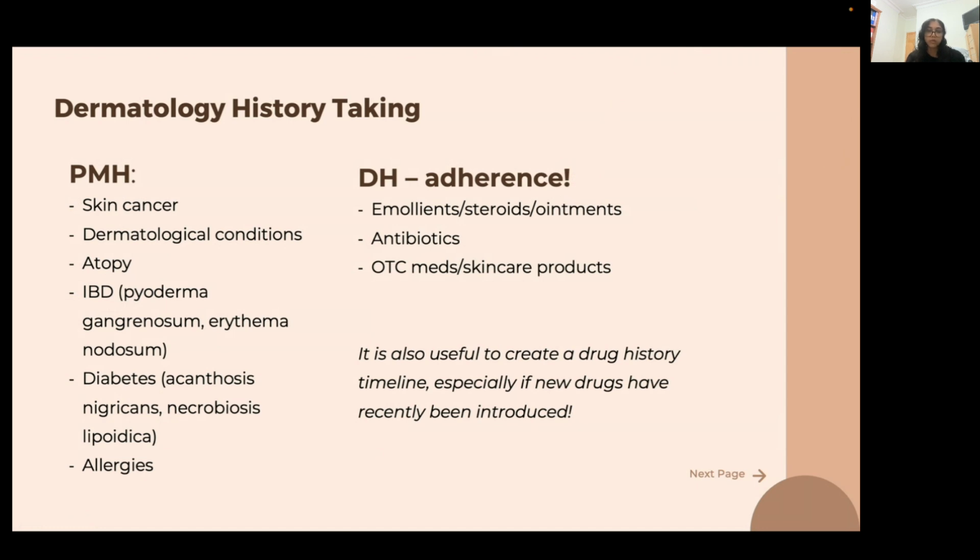affect the skin too. For the drug history, it can be quite useful to create a timeline, especially if new drugs have been introduced. So say a patient has just developed a rash and they started several medications over the course of the past week. It's important to create that timeline so we can try and identify what drug is causing the reaction, and then we can stop and start accordingly to work out what could be causing that reaction. So that's quite helpful as well.